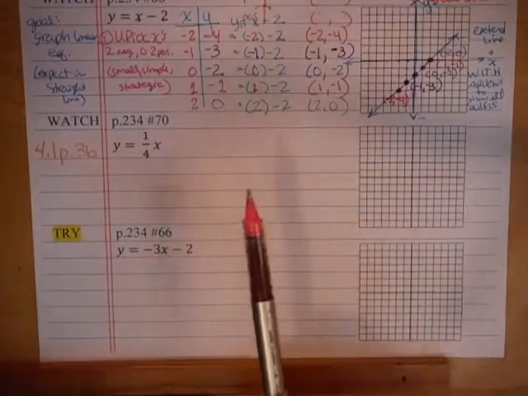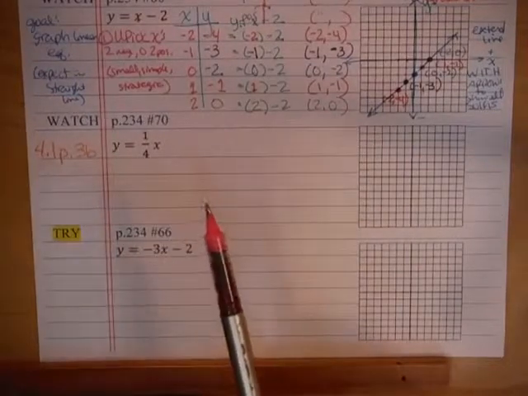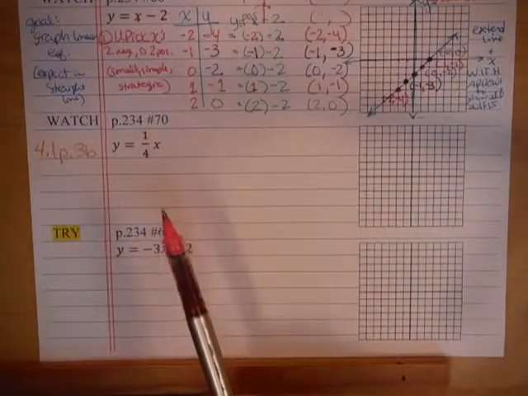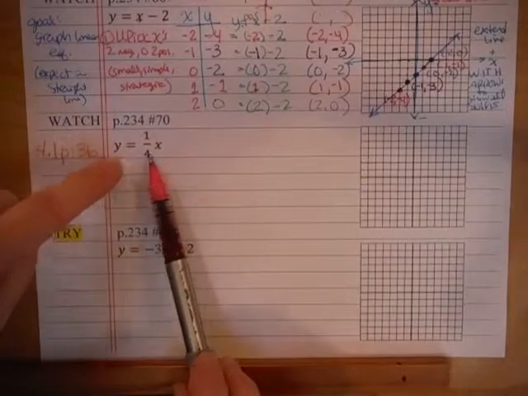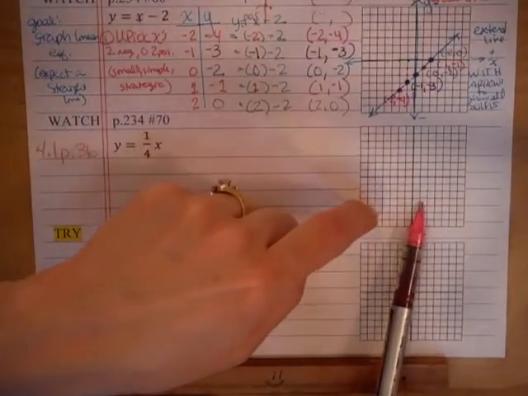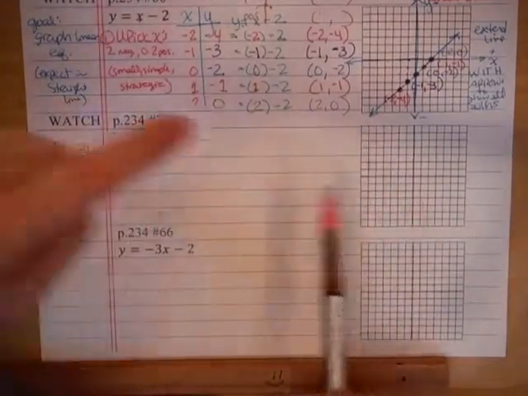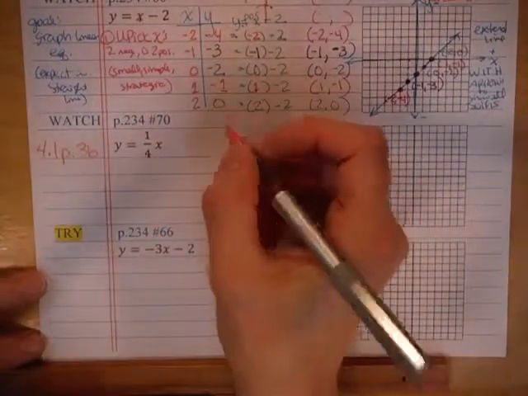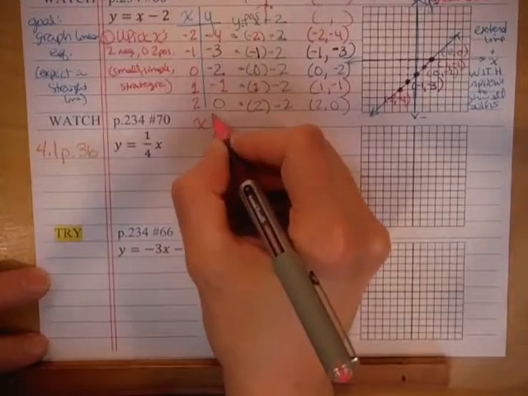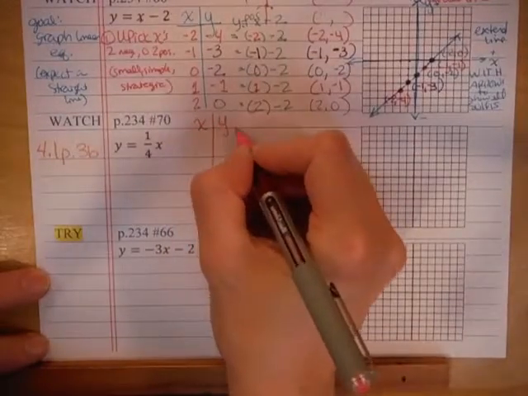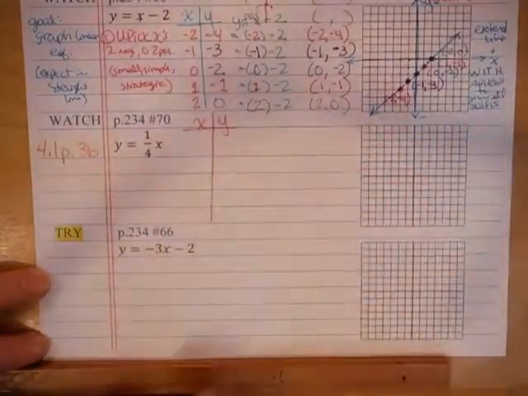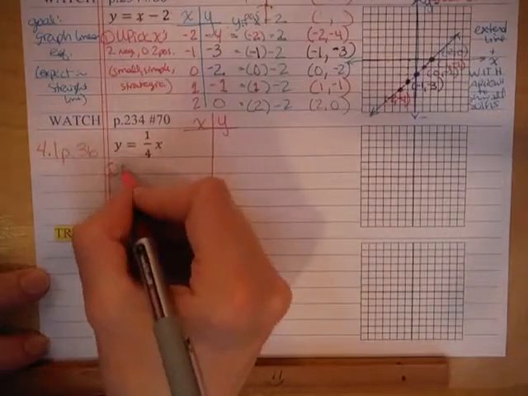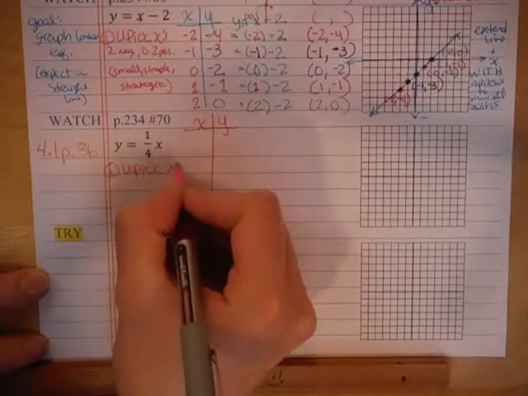Okay? But for now, till we get really confident and comfortable with the relationship between the equation and the line that shows up on the graph, we're going to use what we call the table of values method. And that's where you are going to pick some x values, plug them in for y. So you pick the x's.